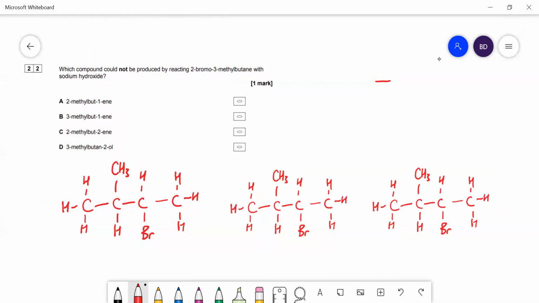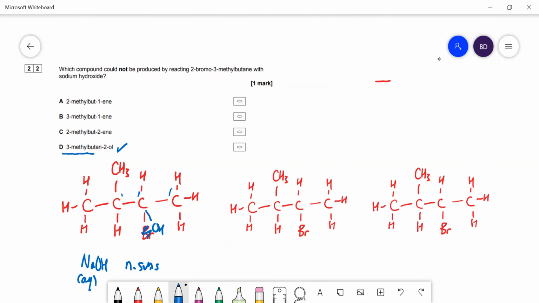Right, all right. Now, of course, sodium hydroxide, we've got to be careful because sodium hydroxide can do a couple of different things, can't it? Let's have NaOH in aqueous solution. It's going to act as a nucleophile, and we're going to get nucleophilic substitution. So we do that, get rid of that bromine, put an OH there. What have we got there? That is 1, 2, 3, 4. That's 3-methyl-butanol. So yeah, you can produce that one.